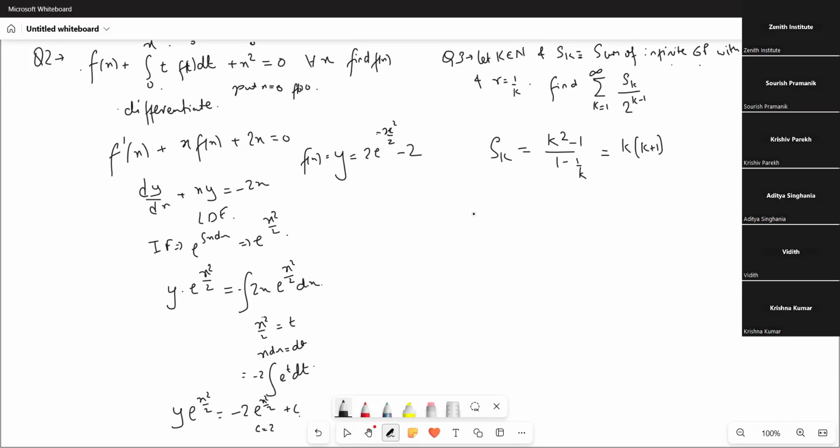Okay. So now the required sequence that we have is the summation, k going from 1 to infinity, of Sk, so k into k plus 1 by 2 to the power k minus 1. This is like writing: if you put k as 1, we get 2, plus k as 2 would be 2 into 3 by 2, plus k as 3 would be 3 into 4 by 2 square.